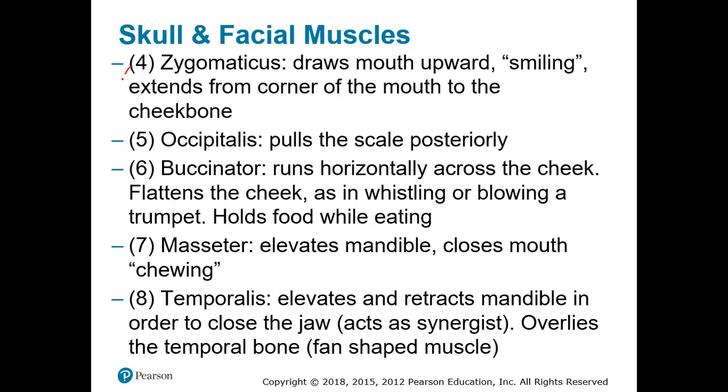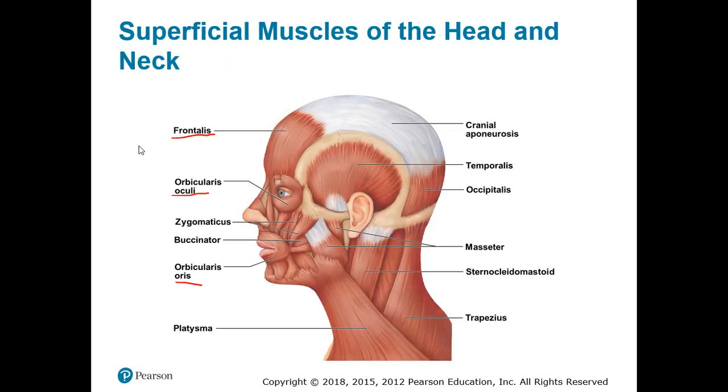I think zygomaticus and the buccinator are the two that people confuse the most because they're kind of right here in the same region. So notice that the buccinator tends to be more of the cheek, where you see the zygomaticus be more of the cheekbone region.